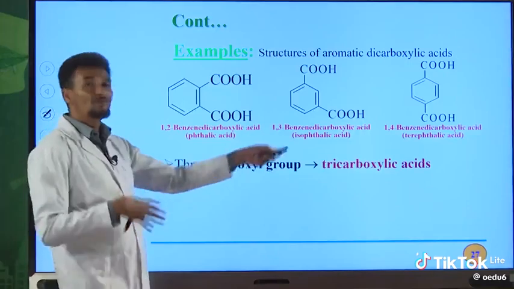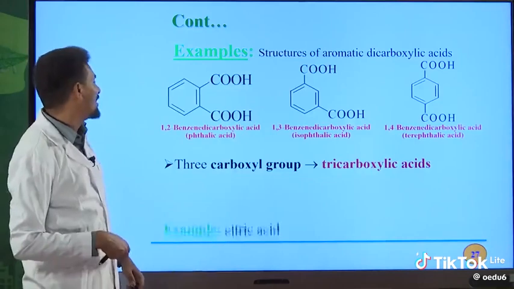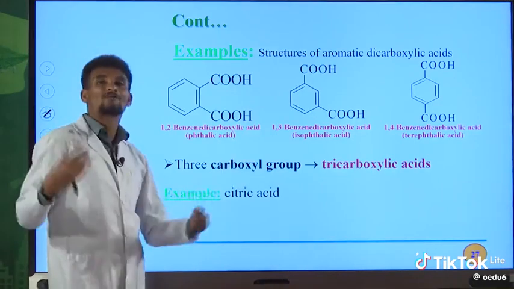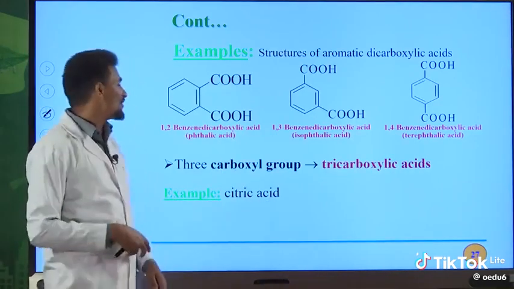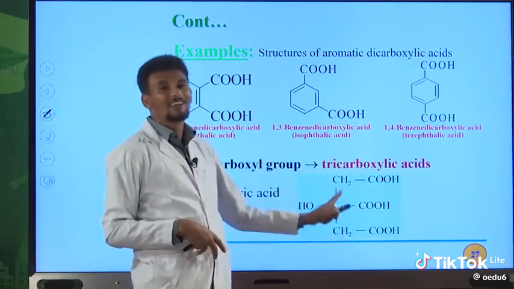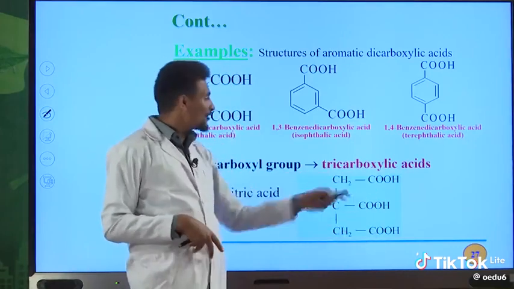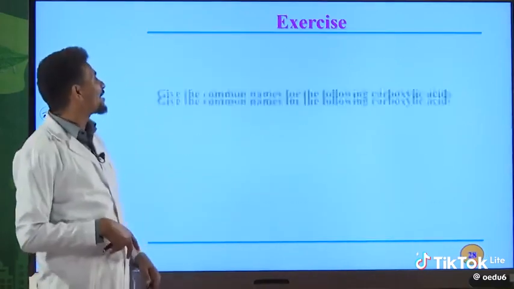If there are 3 carboxylic groups, it is simply named as tricarboxylic acid. I already told you about this one. The best example for tricarboxylic acid is citric acid. In citric acid, we have 3 COOH groups. So this is citric acid. 3 COOH groups, therefore, it is classified as tricarboxylic acid.